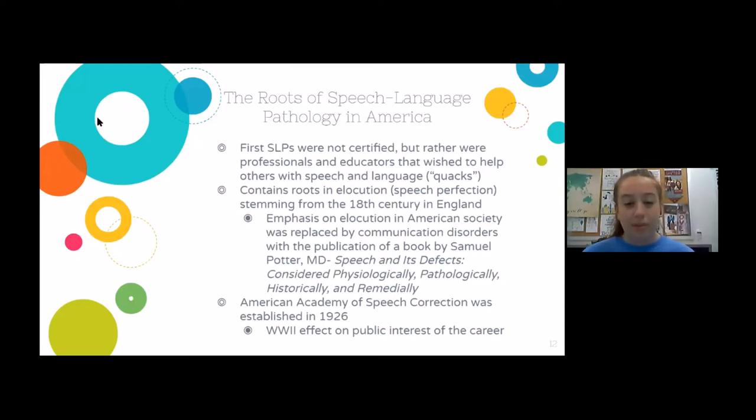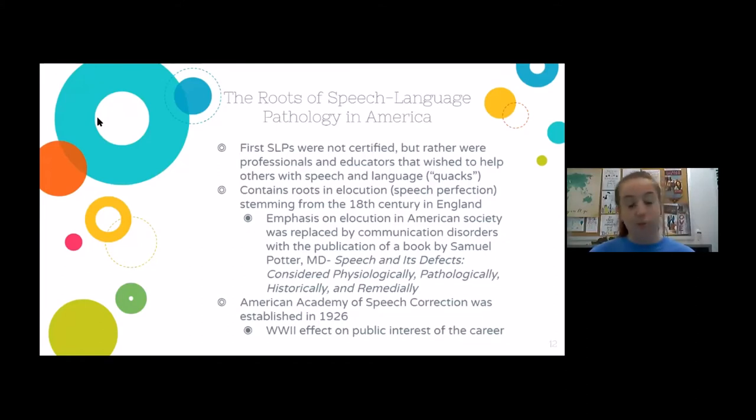Speech language pathology in America also contains roots in elocution, which is speech perfection stemming from 18th century England. There was an emphasis on elocution in American society, but this was replaced by communication disorders with the publication of a book by Samuel Potter called Speech and Its Defects. And later, the American Academy of Speech Correction was established in 1926.